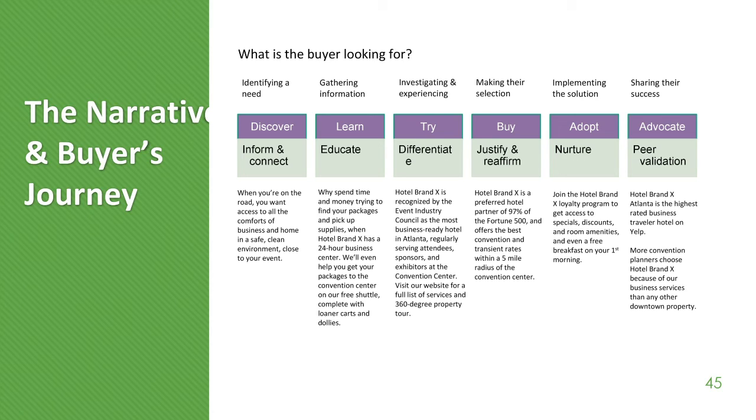Now the buy phase. This is where they're making their selection. You want to justify and reaffirm that they're making the right decision so that they'll book with your hotel. Hotel Brand X is a preferred hotel partner of 97% of the Fortune 500 and offers the best convention and transient rates within a 5-mile radius of the convention center.